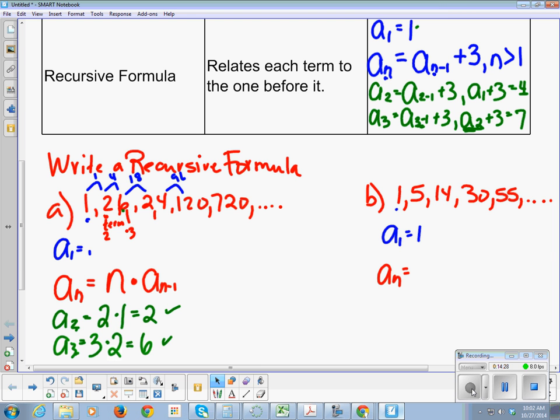Alright, so for B, our first term is 1, and if we look, we are not increasing by the same amount every time. Boo. But there is a strange kind of squared that happens.